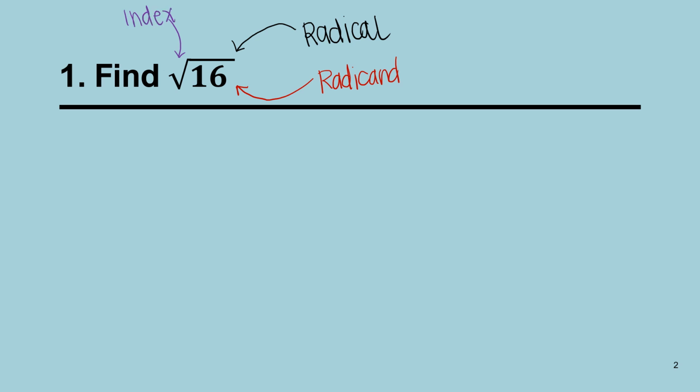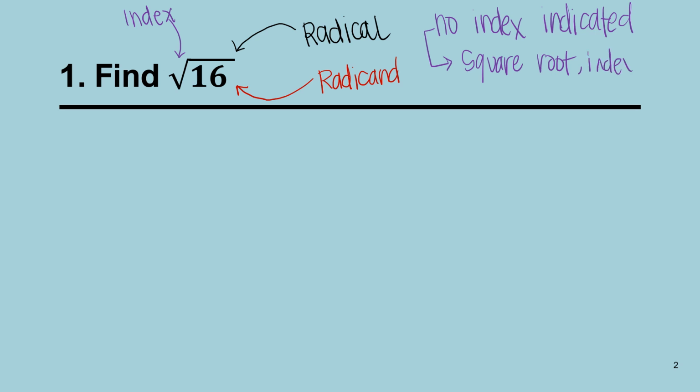If there's no index indicated, meaning there's no little number in the check mark, that means that it is a square root and the index is 2. If it's a square root, you do not have to write the index of 2, but you can if you want to.